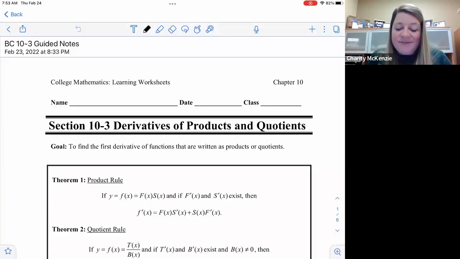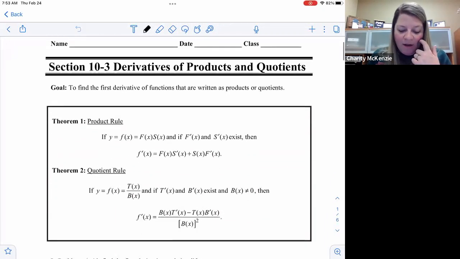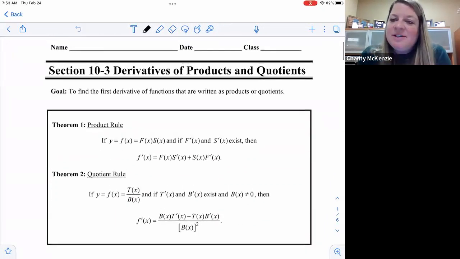All right, class, this video is going to help with 10.3. So again, we're working on these derivatives. So 10.1 was kind of a review of e and continuous interest. And then 10.2 was the logs and doing the derivatives with some of those e's and logs.